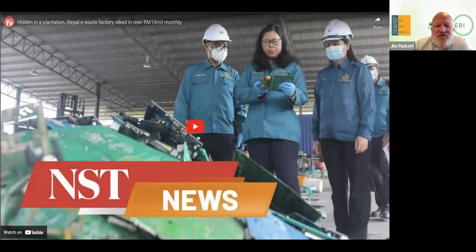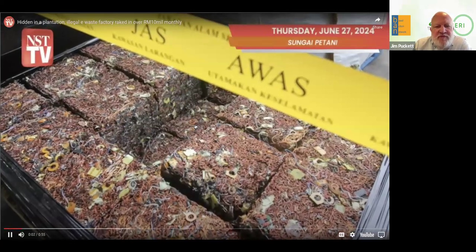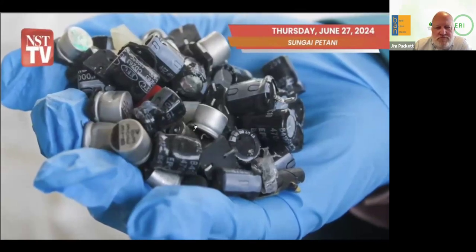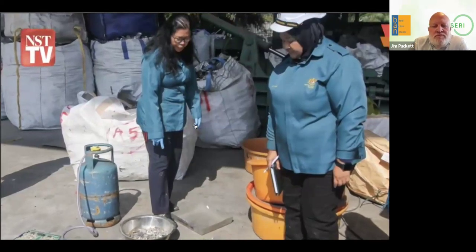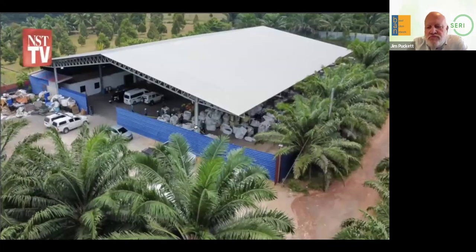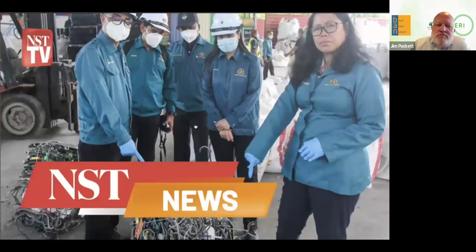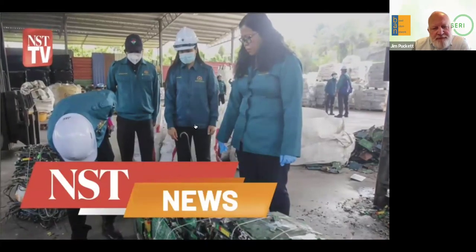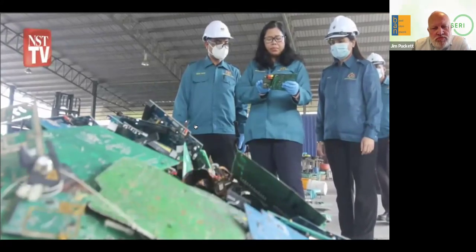Real quickly, want to show you what's happening in Malaysia. An illegal e-waste recycling facility hidden within a palm oil plantation in Tikam Batu has been extracting over 10 million ringgit worth of precious metals monthly, causing severe environmental damage. Authorities raided the 160,000 square foot facility run by local and Chinese nationals exploiting Bangladeshi labor workers. A detained Chinese employee claimed the facility rakes in over 100 million ringgit annually.